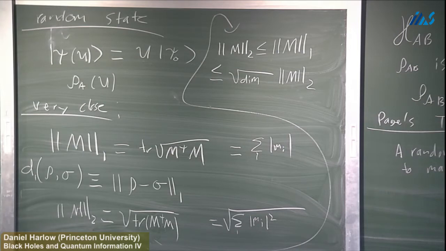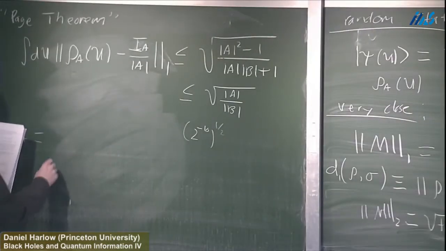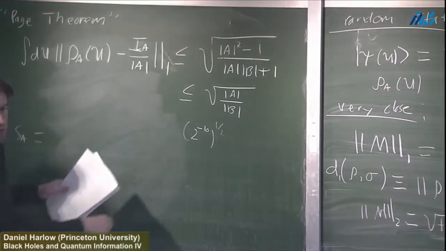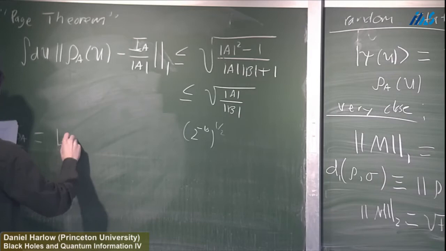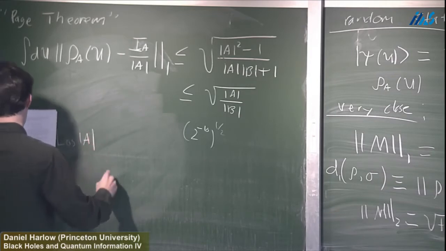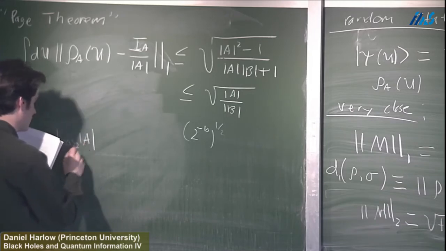Now, let me just say briefly, what did Page actually do? So Page, I don't know, maybe he didn't know about the trace norm, so he studied the entanglement entropy instead. He studied S_A. And then he showed under the same assumptions, and basically you can use the same technology also to show this, that S_A is log of A. So that's what you would get for maximal mixing. That's log base 2, I guess.